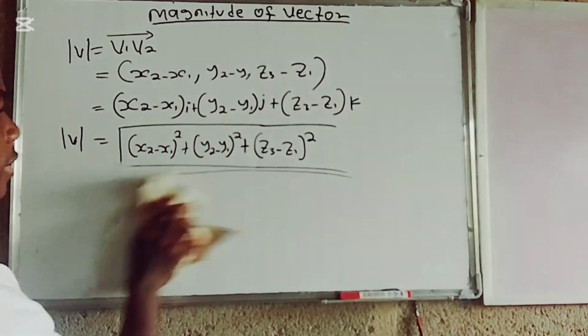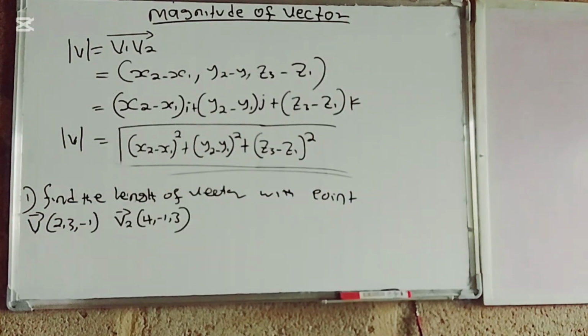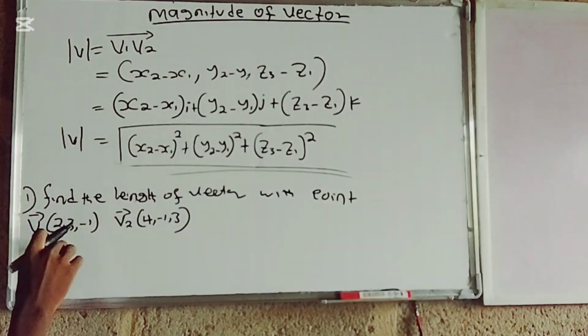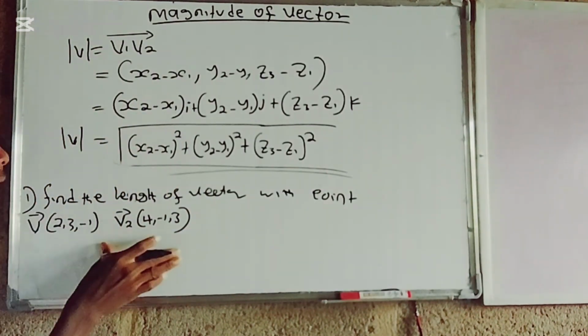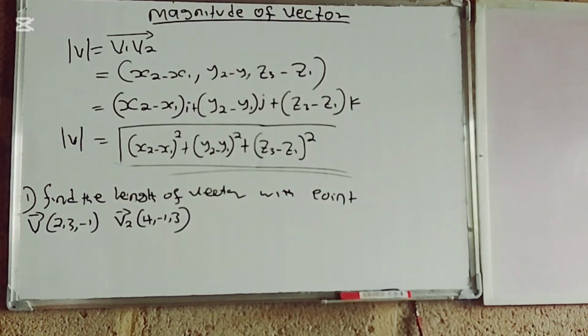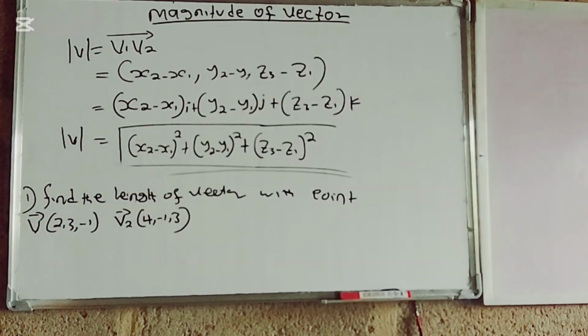So let's see some examples. Let's say we are asked to find the length of the vector with initial point 2, 3, negative 1 and terminal point 4, negative 1, and 3. How can we find the length? You have to notice that the question says length. If the question says find the length of a vector, it is the same thing as saying find the magnitude of the vector.